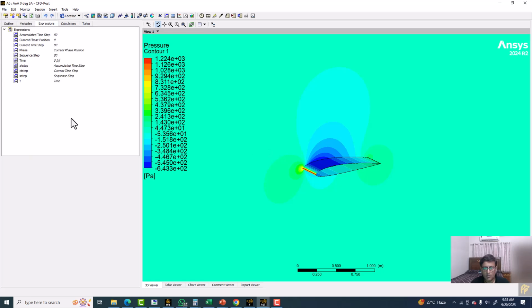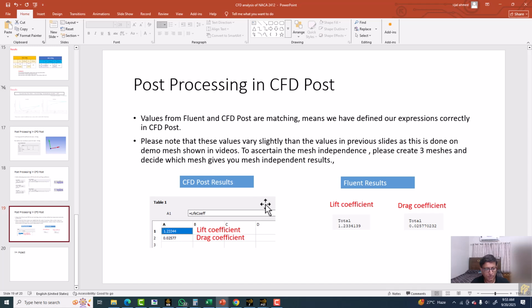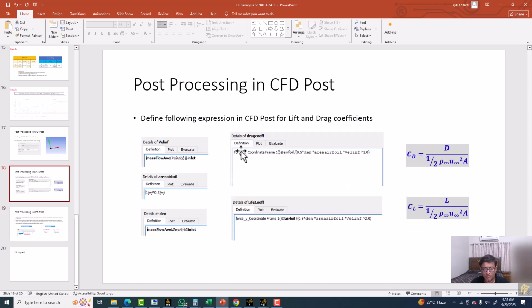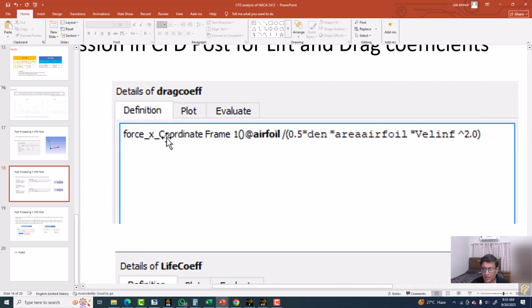Okay, now I'm going for a few expressions here, and our final goal is to create the expressions for the drag coefficient and the lift coefficient. But to define the lift and drag coefficients, we need a new coordinate frame. For zero angle of attack, a new coordinate frame is not required, because it's already at zero angle of attack.